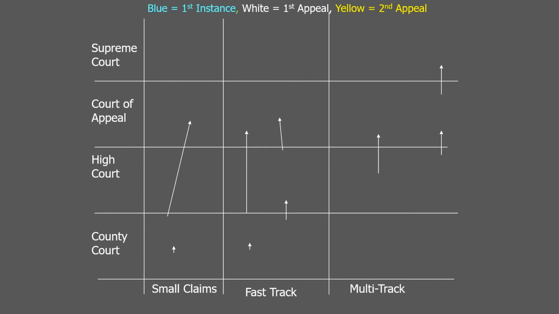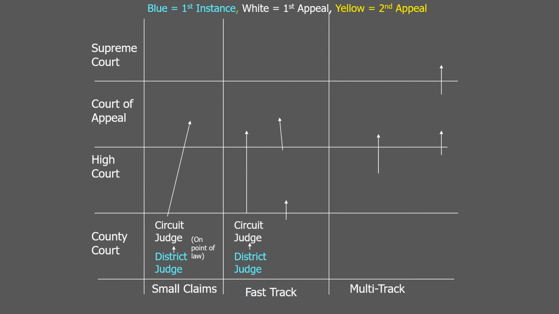In terms of appeals, it depends where the case was first heard. So we might start with a district judge in the small claims court, in the county court. In this particular case, if you had an appeal, and the clue here is that blue is the first instance case, white is the first appeal, yellow is the second appeal, the district judge would go to a circuit judge within the same court.